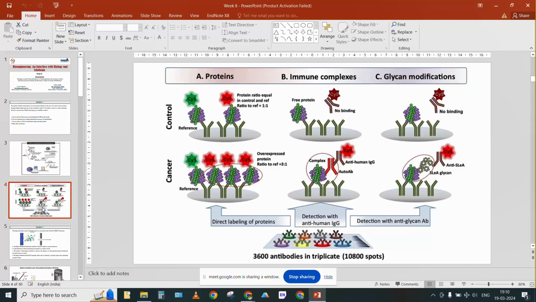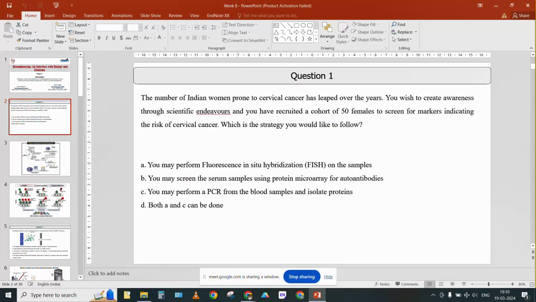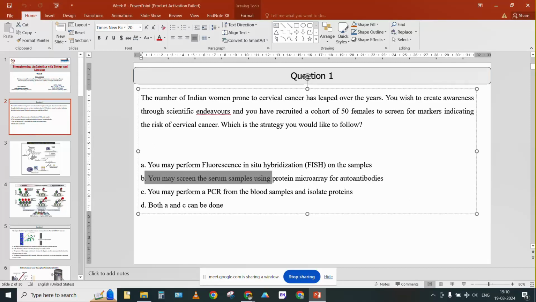So, coming back to the question and options, I told you about screening the serum samples using protein microarrays for autoantibodies. That is option B. So the correct answer for question one is option B: we may screen the serum samples using protein microarrays for autoantibodies.